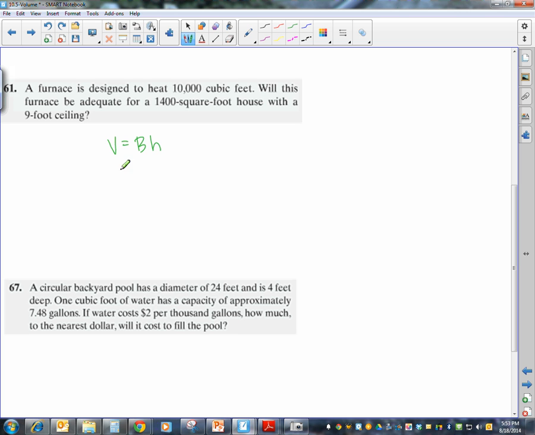So, what I need to do is figure out the volume of my house, and the volume is area of the base times the height. My base is 1,400. My height is 9. So 1,400 times 9 is 12,600. So that's cubic feet. That is actually more than the 10,000 cubic feet of the furnace. So, will the furnace be adequate to actually heat the house? Hopefully you can see the answer there is no, because it's less than the cubic feet I have inside my house. Okay, very practical problem.